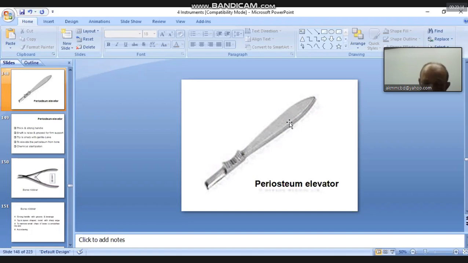This is periosteum elevator. We elevate the periosteum from bone. Actually, we separate the periosteum from bone with this instrument. It is known as periosteum elevator. It is used almost all orthopedics operations because in orthopedics operation they cut bone and before cutting they want to separate the periosteum from the bone.